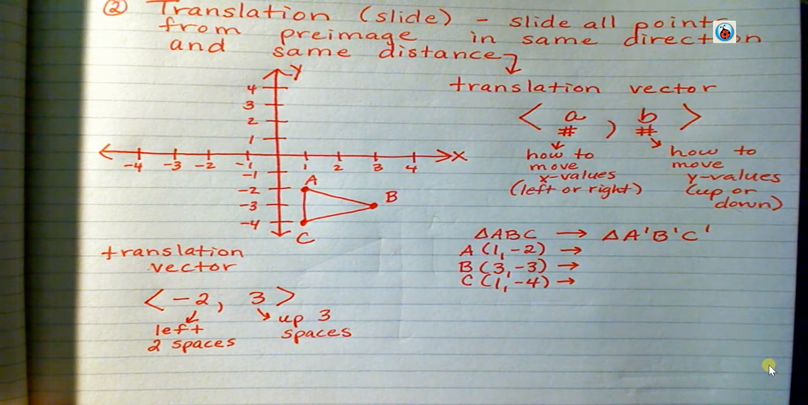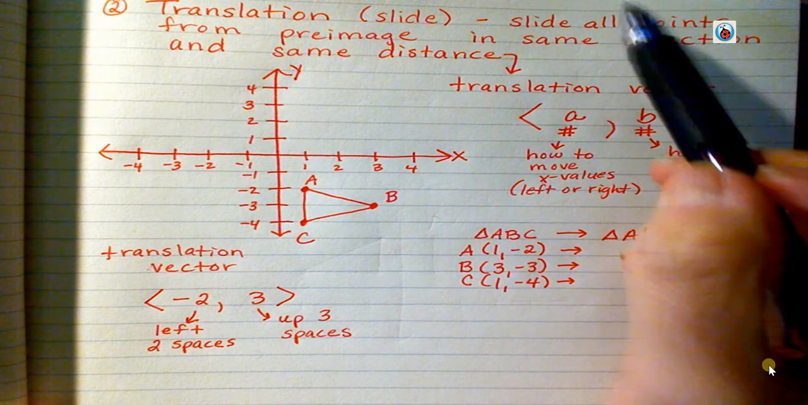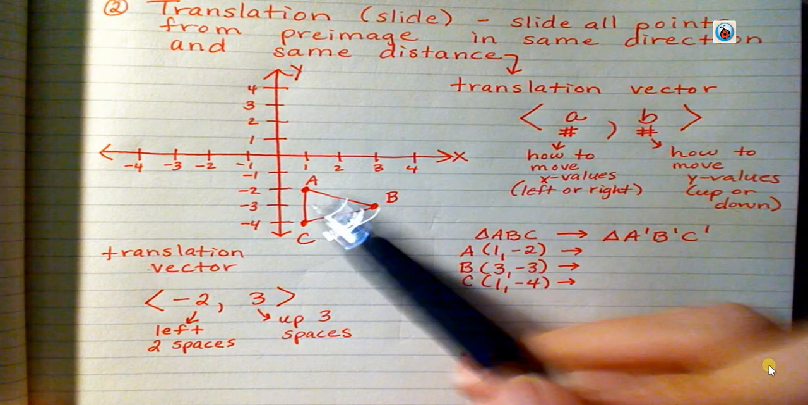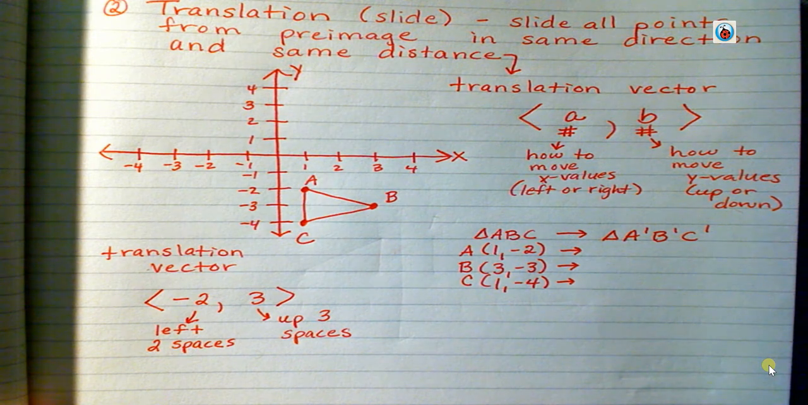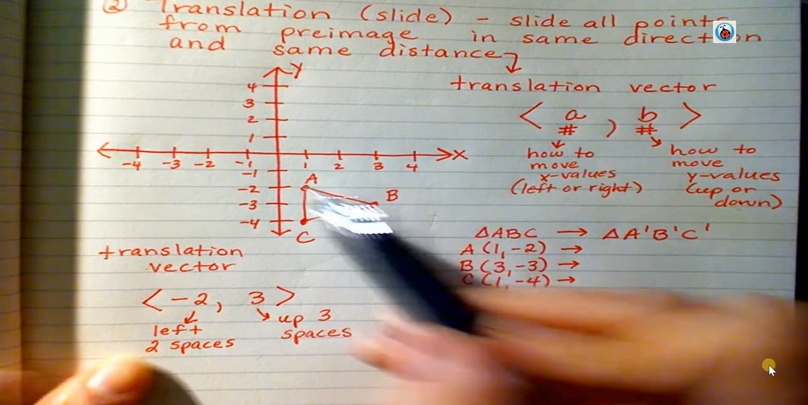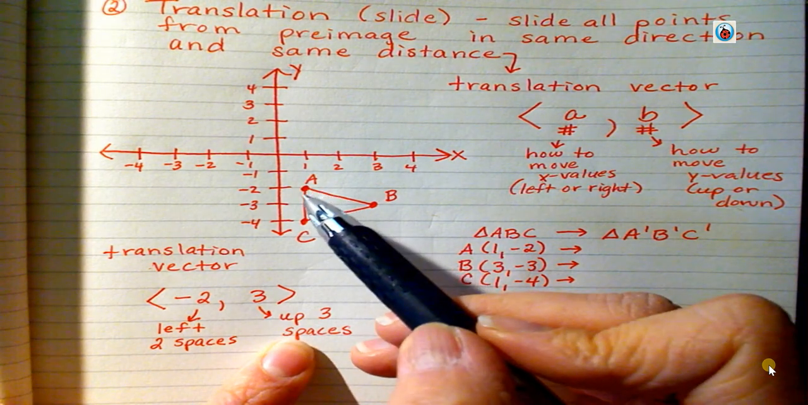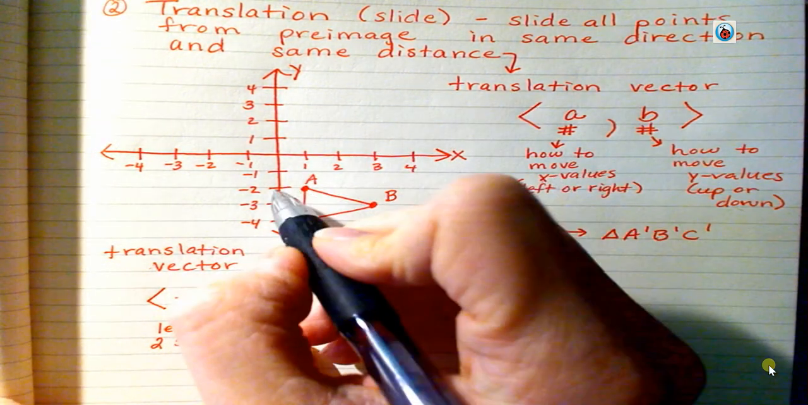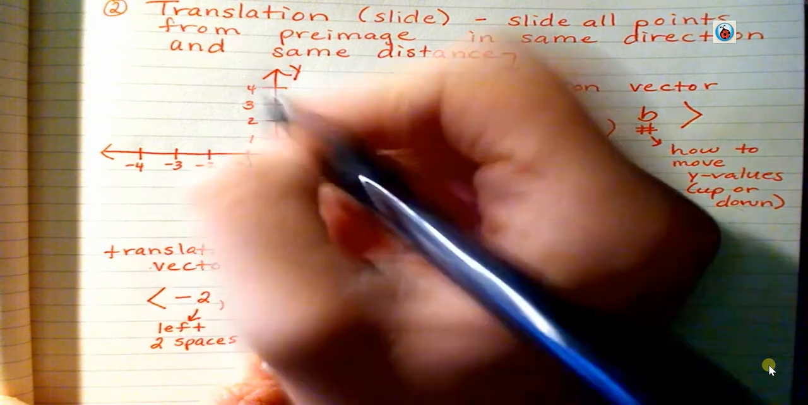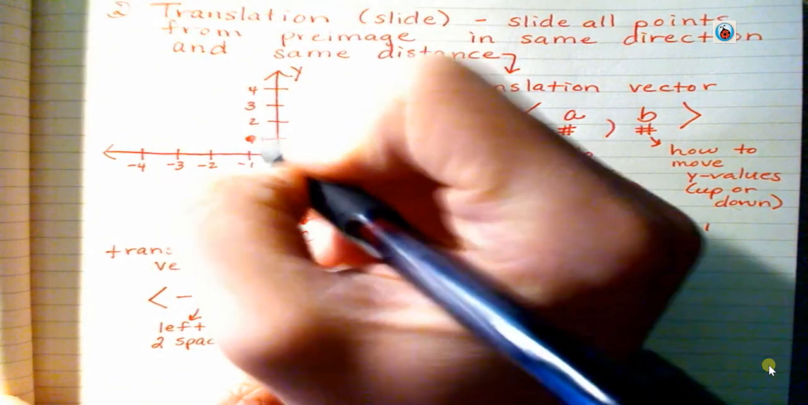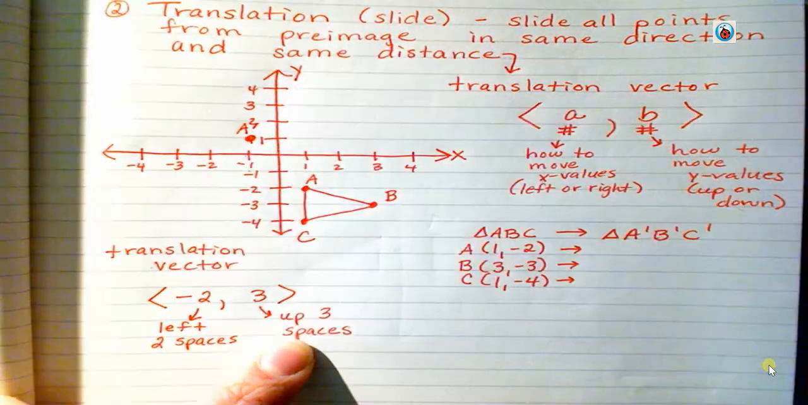So I'm going to look at every single point. We're going to slide all points from the pre-image in the same direction and the same distance. So start with point A. I'm going to go left 2 spaces, and I'm going to go up 3 spaces from my new point A, which we call A prime. So left 2 spaces, up 3 spaces, and then right here, I have that point A prime.